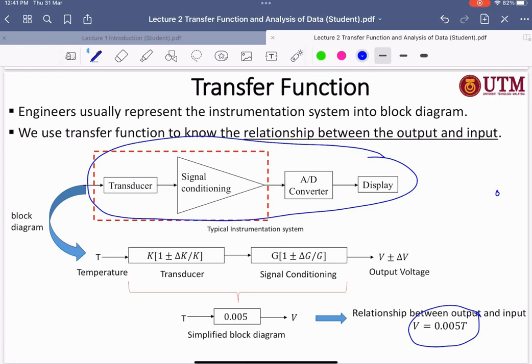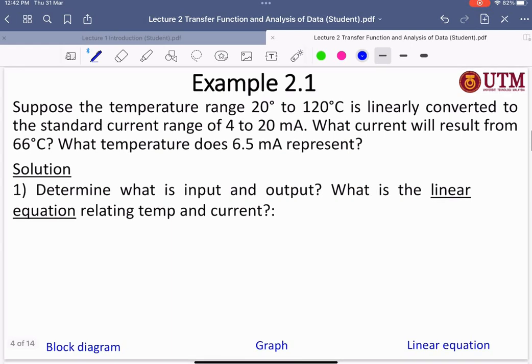Alright, example 2.1. This example shows you how to see the relationship between input and output. Suppose the temperature range 20 degrees to 120 degrees is linearly converted to the standard current range of 4 to 20 milliamps. What current will result from 66 degrees, and what temperature does 6.5 milliamps represent? So you need to know what the input is and what the output is.